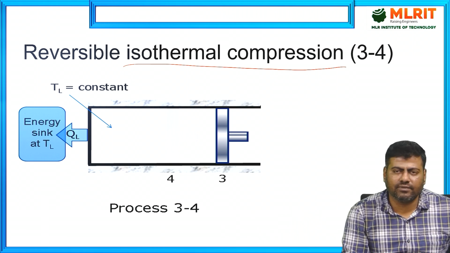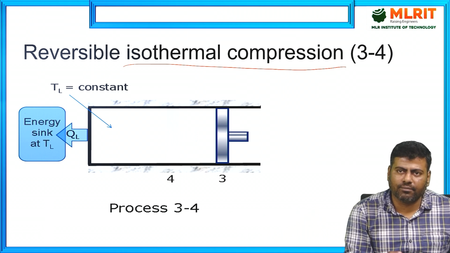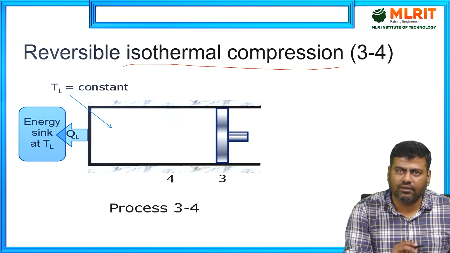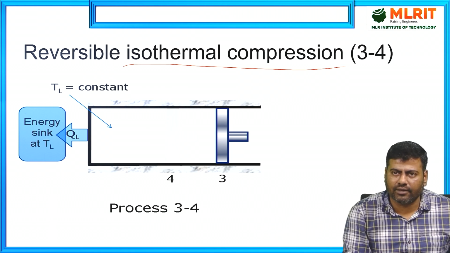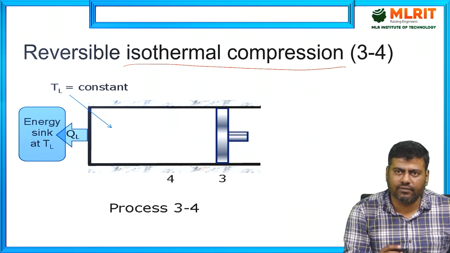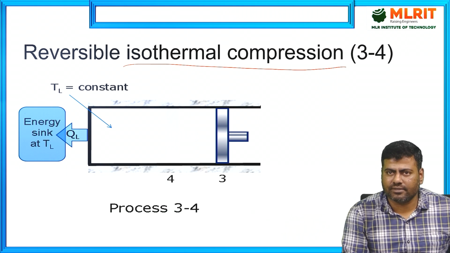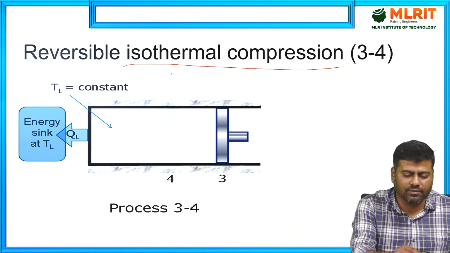But in actual cases, we can't maintain that as TL, because of the friction during the compression process, the temperature slightly increases to some other value, but it is greater than the TL. But if I do it this way, I can minimize the heat rejection, so that I can maximize the efficiency. In that way, I am supposed to assume the ideal condition. So that is the reversible isothermal compression.